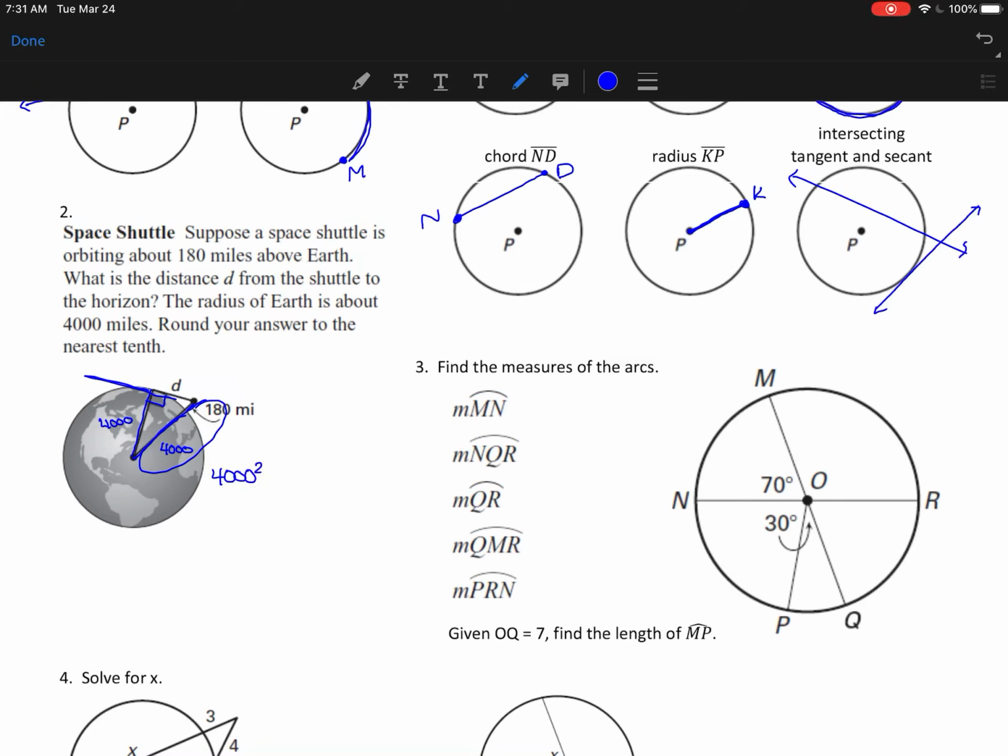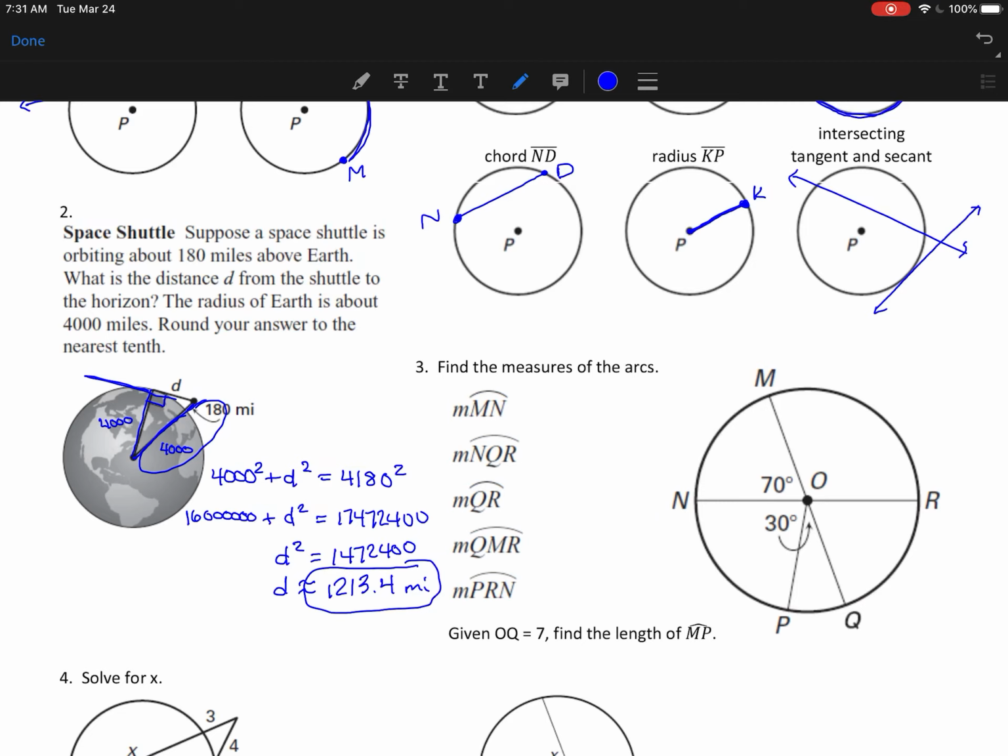So 4,000 squared plus d squared equals, how much is that all together? 4,180 squared. So then we're going to square both sides. Calculator this one. Subtract. Don't forget to take a square root, and then we're going to round to the nearest tenth. And so 1,213 miles is the distance to the horizon.